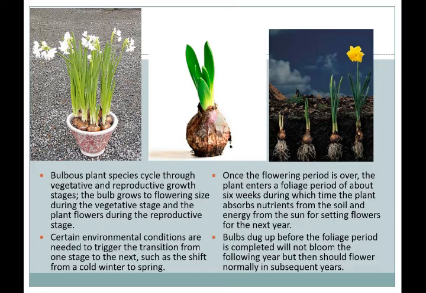Once the flowering period is over, the plant enters a foliage period of about 6 weeks, during which the plant absorbs nutrients from the soil and energy from the sun for setting flowers for the next year. Bulbs dug before the foliage period is completed will not bloom the following year, but should flower normally in the subsequent year.